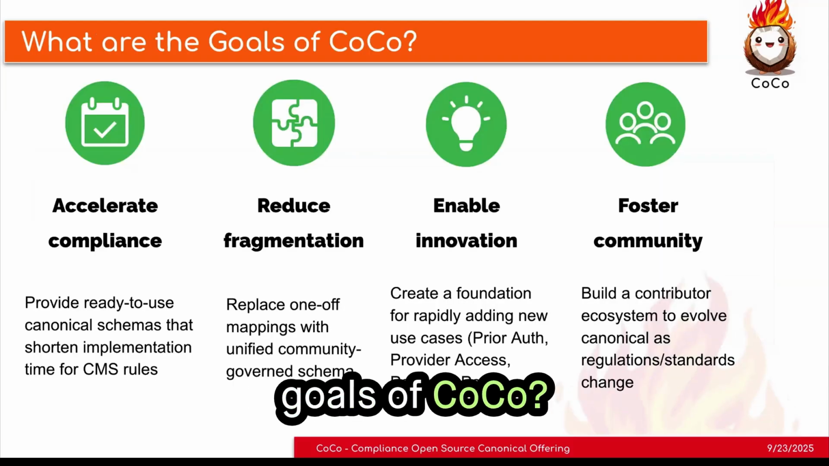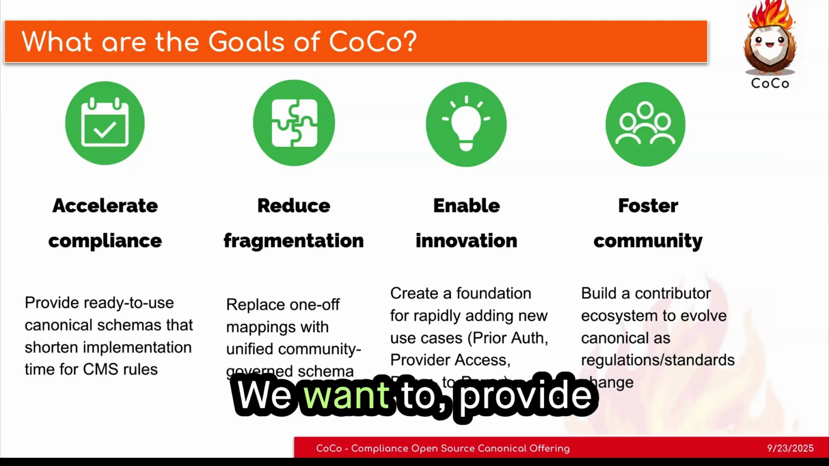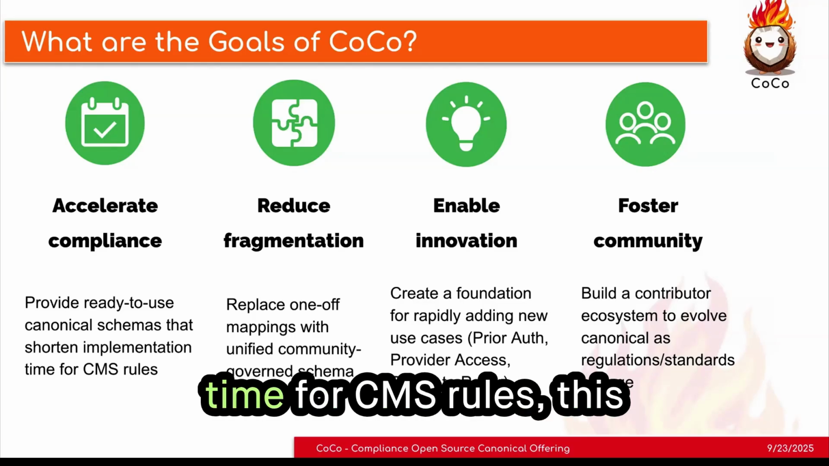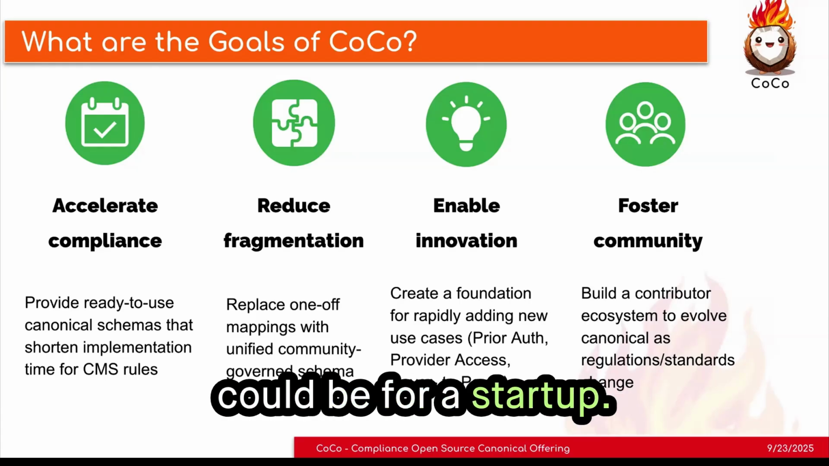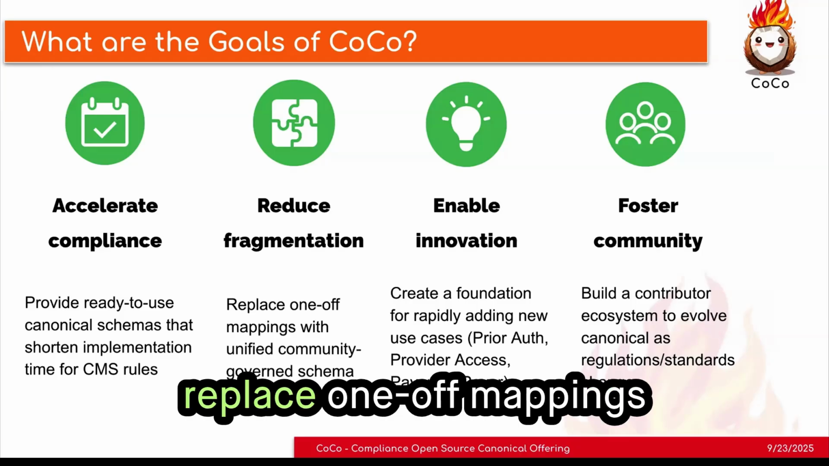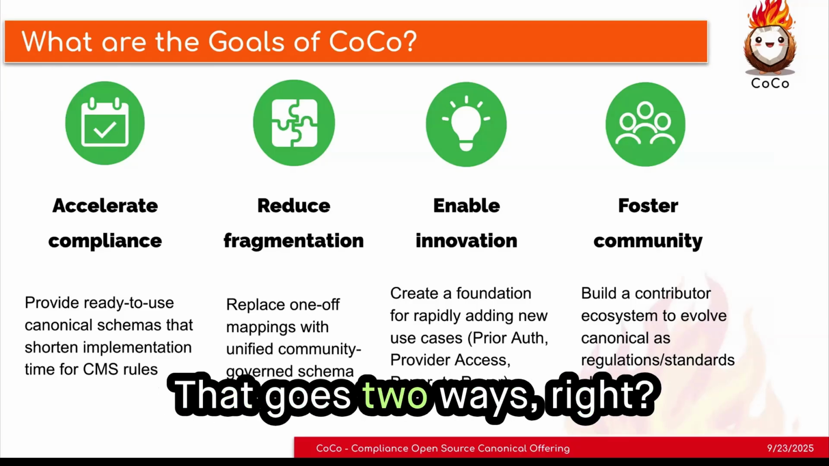So what are the goals of CoCo? One of our goals is to accelerate compliance. We want to provide ready-to-use canonical schemas that can shorten the implementation time for CMS rules. This could be for a startup. We also want to reduce fragmentation, so the opportunity to replace one-off mappings with a community-governed schema. And that goes two ways, right?